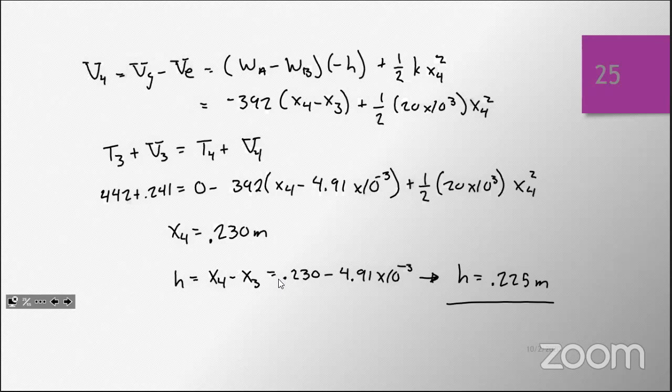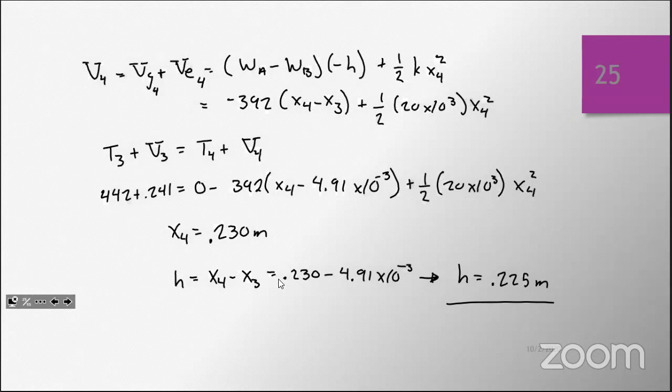T4 is 0. V4 is just my gravitational plus my elastic energy for state 4. We know T3, we know V3, we know T4, we know V4. We know X3, we just have to solve for X4. And if I solve everything for X4, I get 0.23 meters.